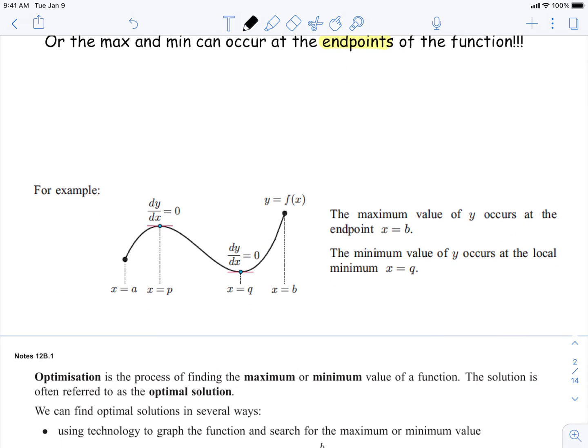So here's an example below. We have a curve on that function, and there's a maximum value of y that occurs at the end point x equals b. So here is that maximum point. There is a minimum point of y that occurs at the local minimum, which is right here.